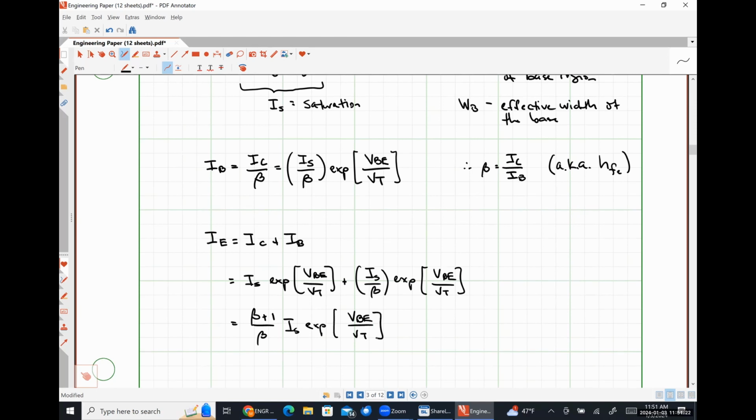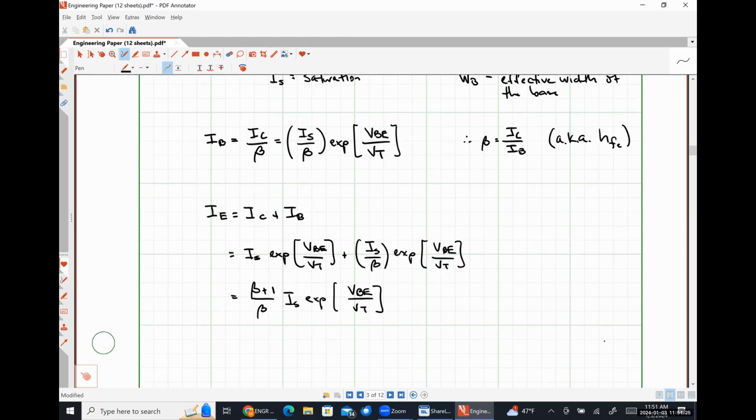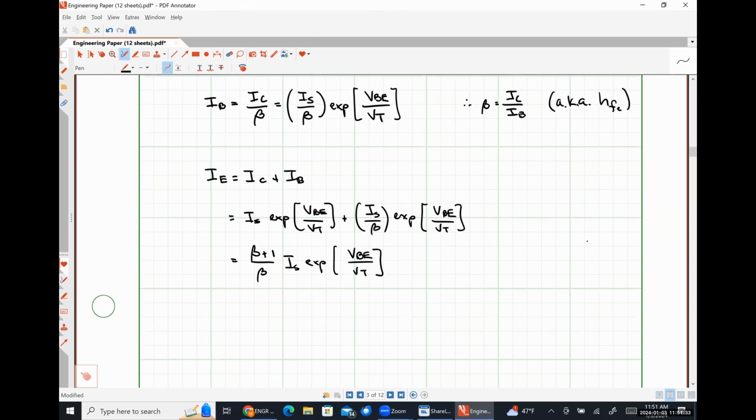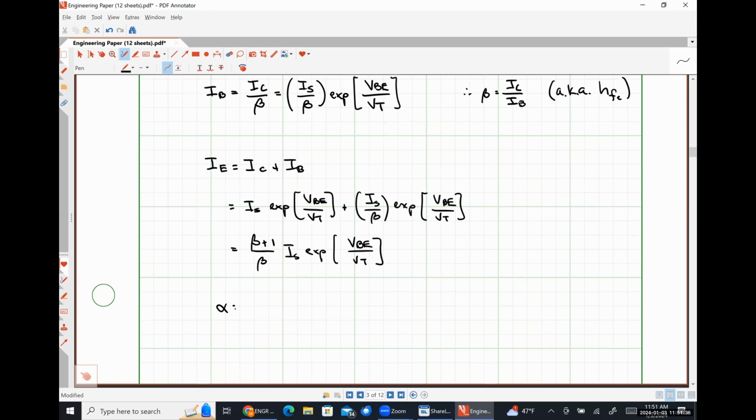VBE over VT. In some instances, an alternative transistor parameter alpha can also be used, where alpha is the common base current gain, and alpha is defined as the ratio of IC to IE, or beta over beta plus 1. So usually alpha is a number that is very close to 1, but it will always be slightly less than 1.